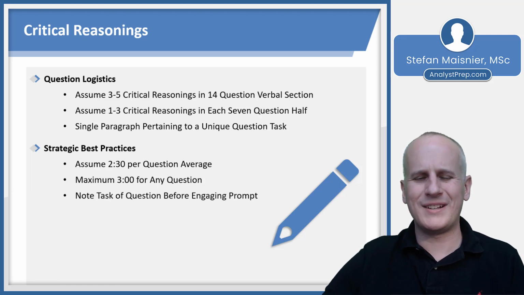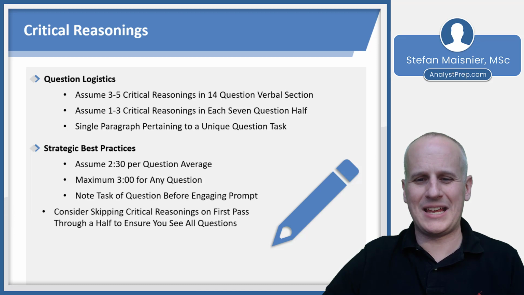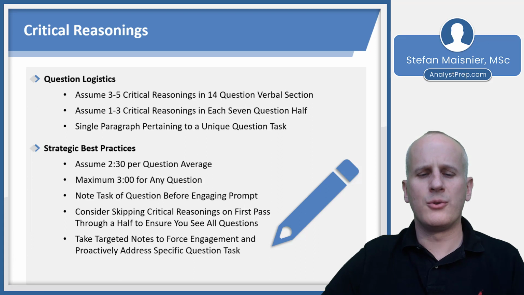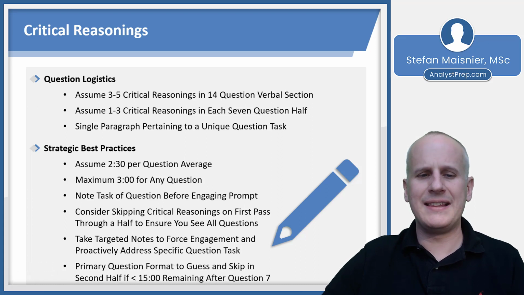EA. You'll want to note the task of the question before you engage with the paragraph prompt, and you'll consider skipping your critical reasonings on the first pass through either half to ensure that you see all of the questions, since you can skip and return on this exam. You'll want to take targeted notes to force engagement and proactively address the specific question task. And this is going to be the primary question format to guess and skip in the second half if you have under 15 minutes remaining after question 7.